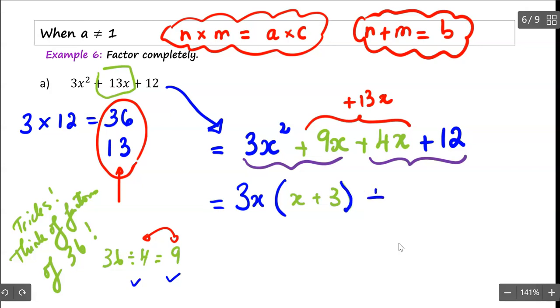Now, plus, see that the plus sign? Because I will have the plus here. So what is the common factor between 4x and 12? It is 4. So I take out the 4, and inside the bracket, what do I get left? I got x plus 3.